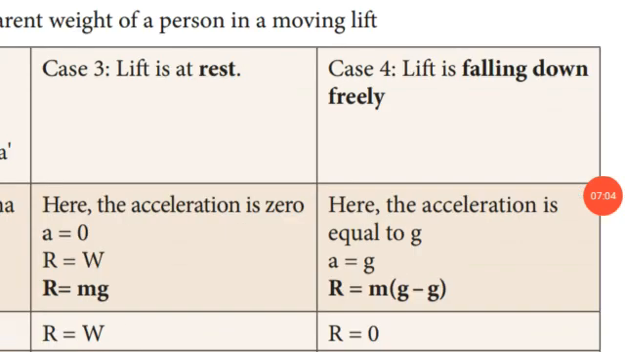See the case 4. Lift is falling down freely. So acceleration of lift a is equal to acceleration due to gravity small g. That meaning a is equal to g. So R equal to m into g minus g. So R value is equal to 0. Here apparent weight is equal to 0.